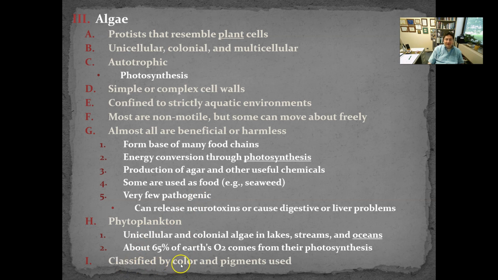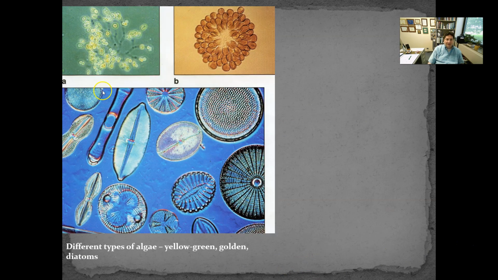Algae are classified by their color and the pigments that they use during photosynthesis. Here are some examples. So we have a yellow-green algae, a golden algae. These are both colonial. And then these are really pretty here. These are called diatoms. Their cell wall has some silicon in it, the element silicon, Si, which is used in glass making. And that's why they kind of have a glass-like appearance to them.